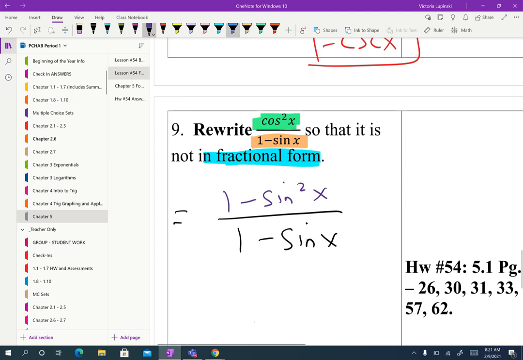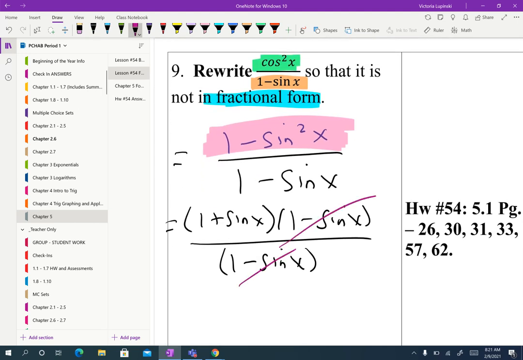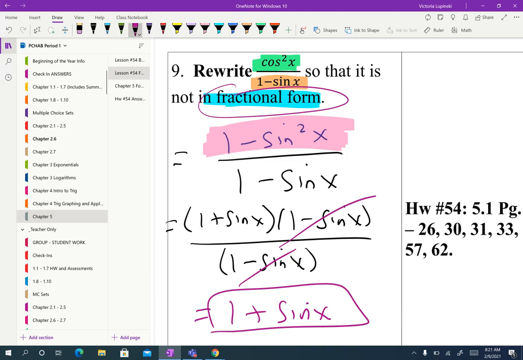What you can do, though, is hopefully realize that in the numerator, 1 minus sine squared, if you go all the way back to example number 2, you can go ahead and factor that using the difference of squares. So 1 plus the sine of x times 1 minus the sine of x, remember, same front, same back, opposite middle, and that's going to be over 1 minus sine. Now that you factored it, now please cancel by all means, which means you're going to be left with 1 plus sine. That is your final answer. And again, they said rewrite it so that it's not in fractional form, and you've done so.